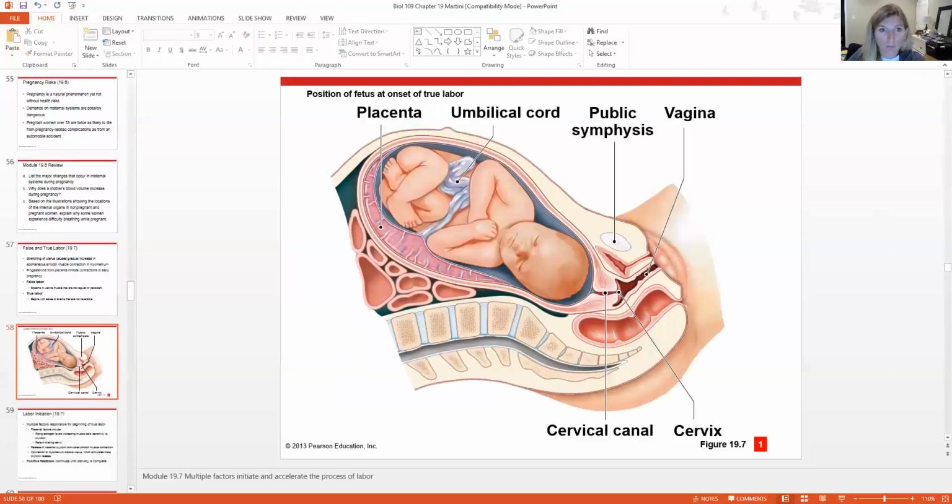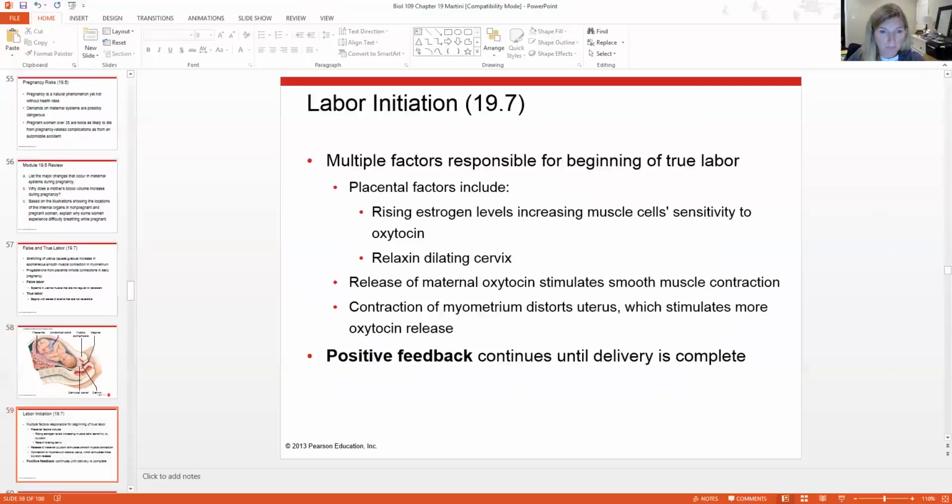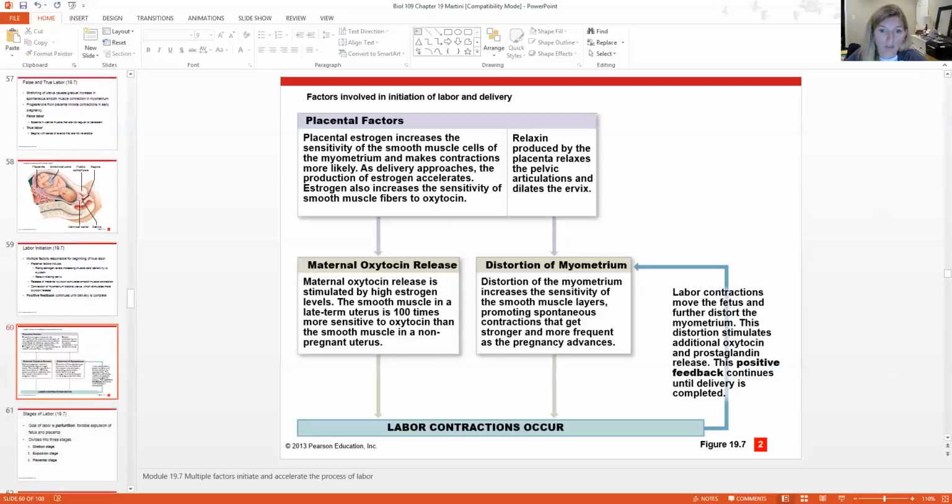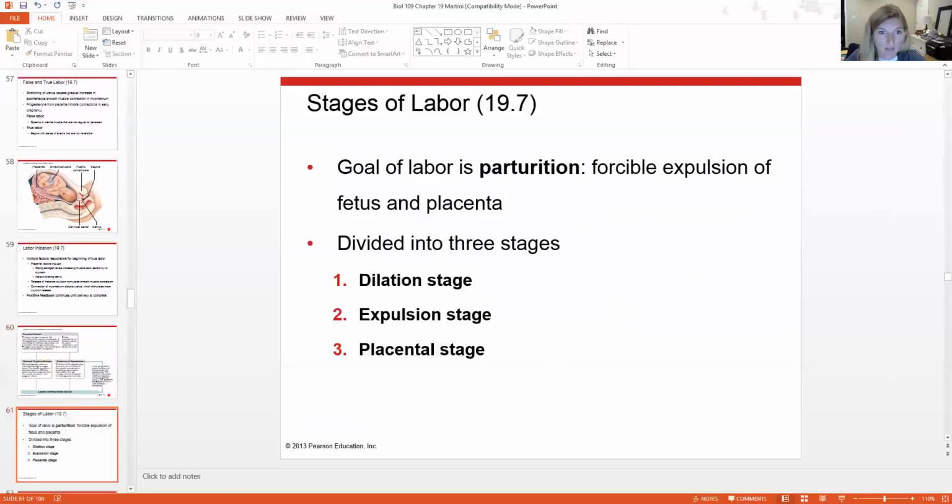Here's the whole process, onset of true labor. There's multiple things that go into play when your body is going into labor. Rising estrogen levels causing the increased sensitivity to oxytocin and relaxin, dilating the cervix. The release of oxytocin is going to stimulate smooth muscle contraction. Contraction of the myometrium distorts the uterus, which stimulates more oxytocin. It's a positive feedback loop. One's going to cause the other, is going to cause the other. They're encouraging each other. Oxytocin and contractions are just continually being produced and occurring.